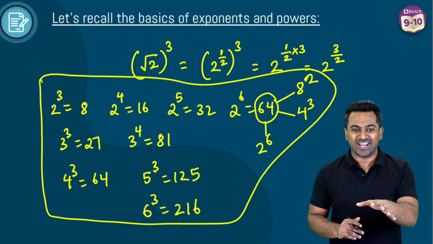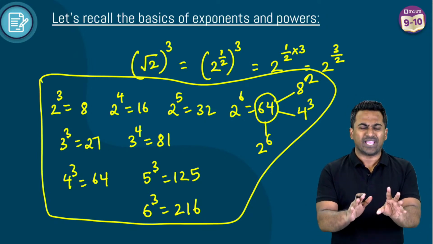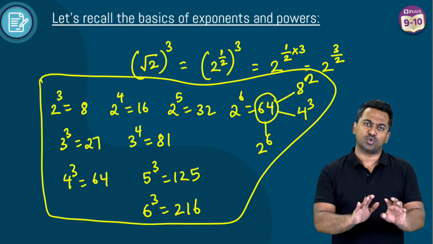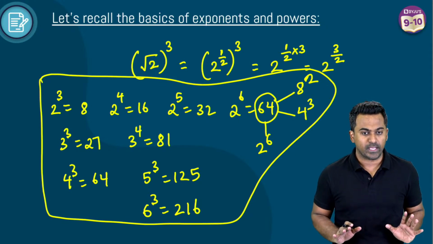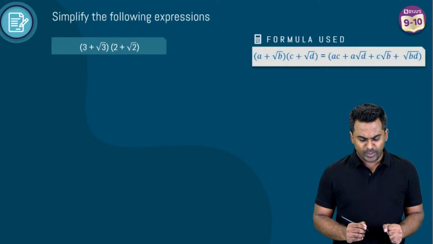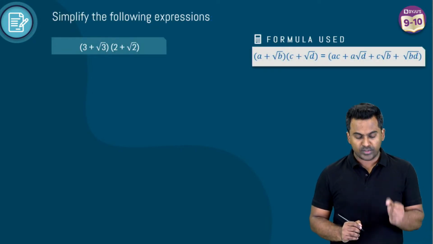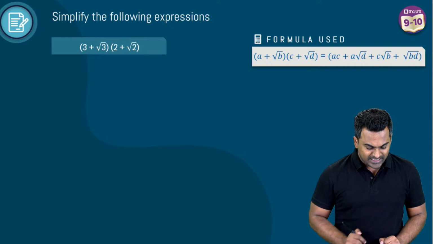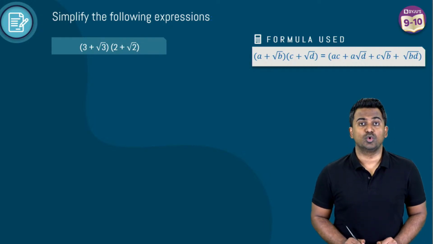Okay, so I'm going to start now. I just wanted to give you guys a quick recall of these basic fundamentals so that you are aware of it. Okay, so come on, let's start the questions now. All right, this is going to be the first question. 3 plus root 3, which is inside the bracket, that is multiplied with 2 plus root 2.